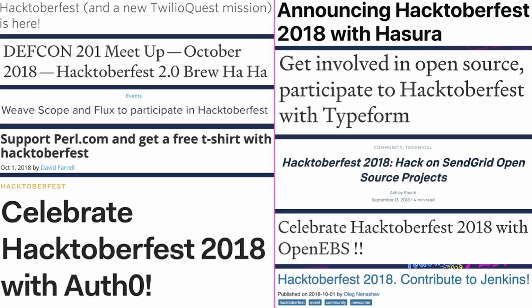And here's another example of that. These are all screenshots of blog posts that were published by companies participating in Hacktoberfest. You see, it's not all about DigitalOcean. These are companies that are seeing benefits for themselves. And that's really the point, is for them to see the benefit and to engage their community and to drive more contributions to their open source technologies.